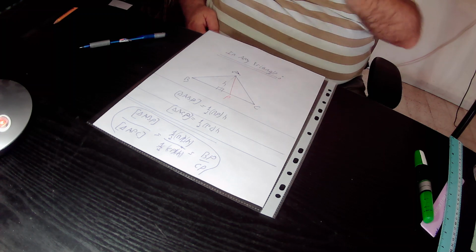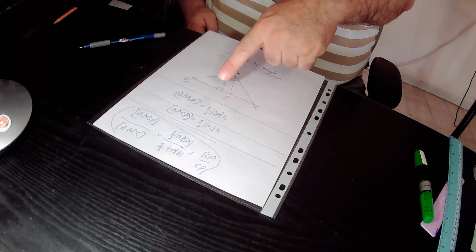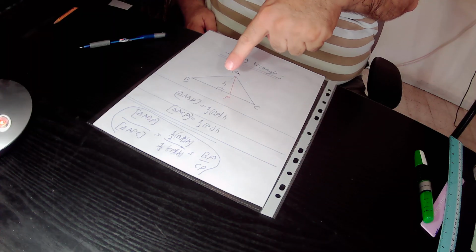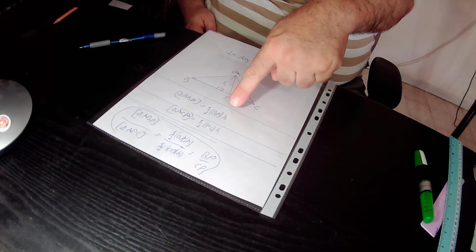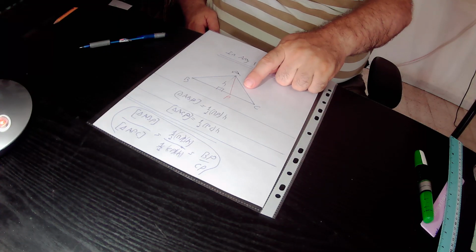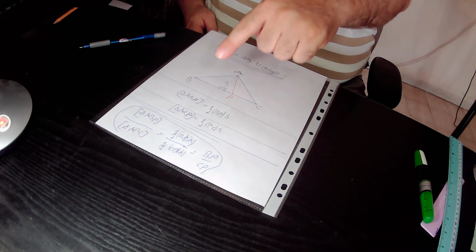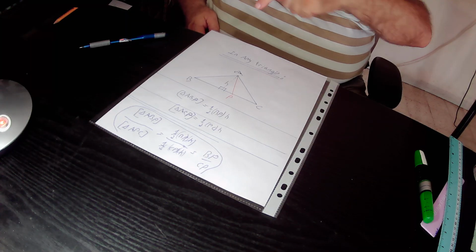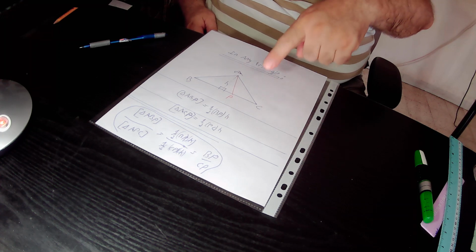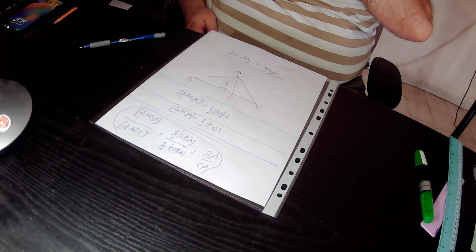The area of this triangle ABP equals the base of the triangle, that is BP, times the height, that is edge, divided by 2. The area of this triangle APC is equal to the base, that is PC, times the height, that is edge, divided by 2. Both triangles have the same height, that is edge.